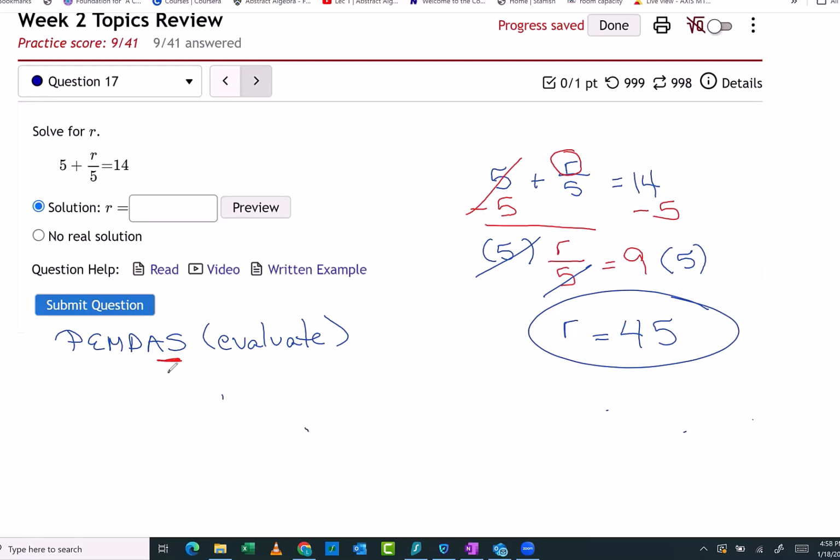Notice I did adding and subtracting first. I did multiplication and division second. We didn't have any exponents. We didn't have any parentheses. Nothing to worry about.